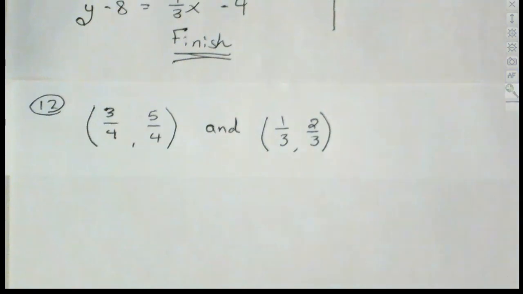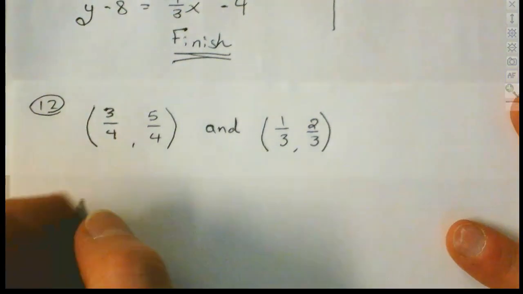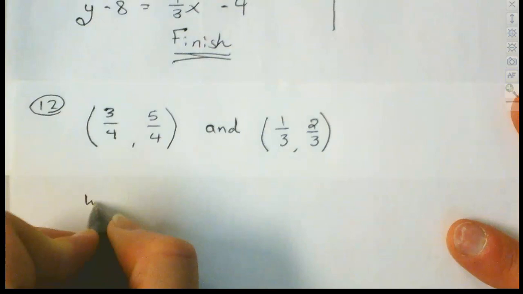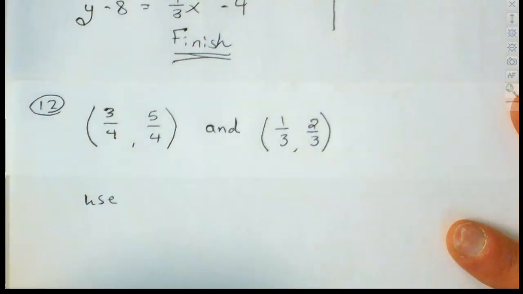Now, what do we have? Okay, we got a lot of fractions here, but what do we have when we look at it from that basic level? We have 2 points. So if we have 2 points, what do we use? We use the slope formula first, then we use point slope. So we're going to have to use the slope formula.